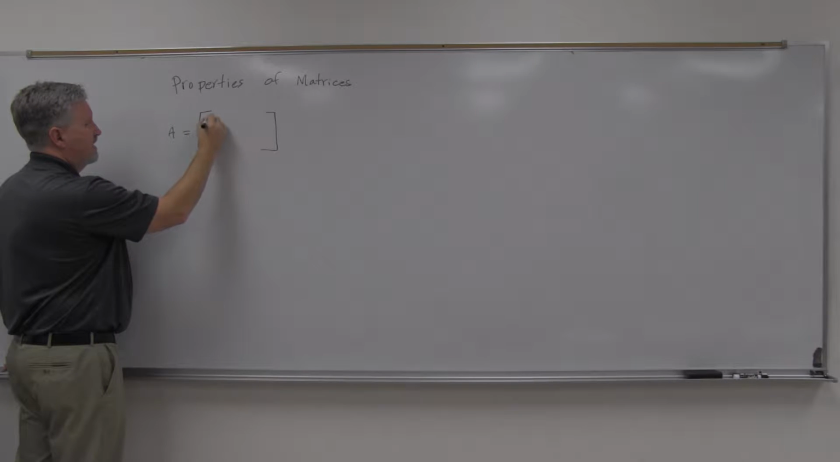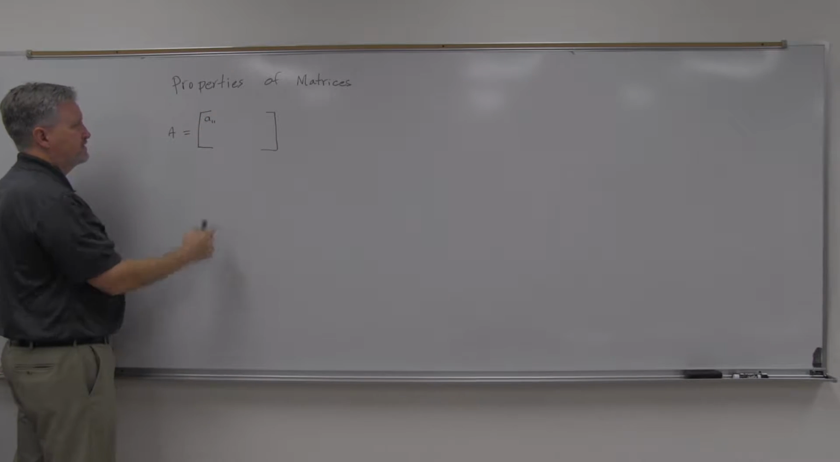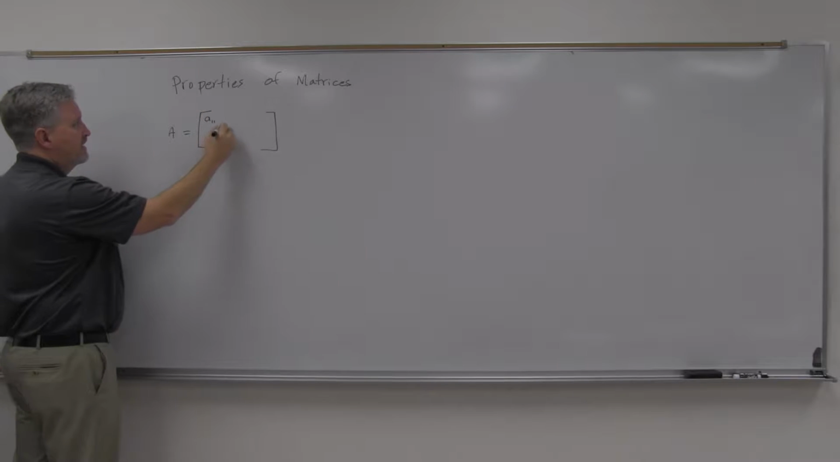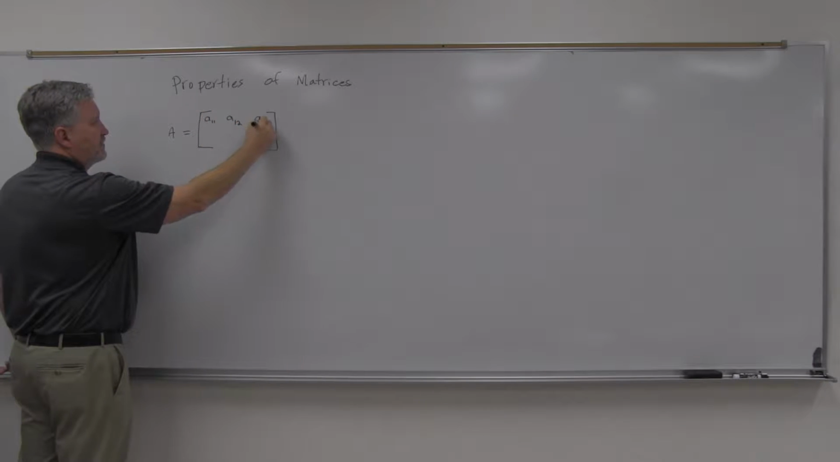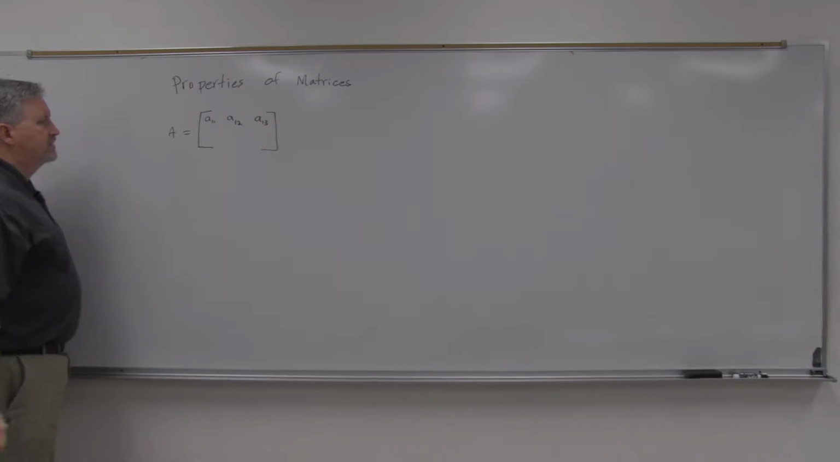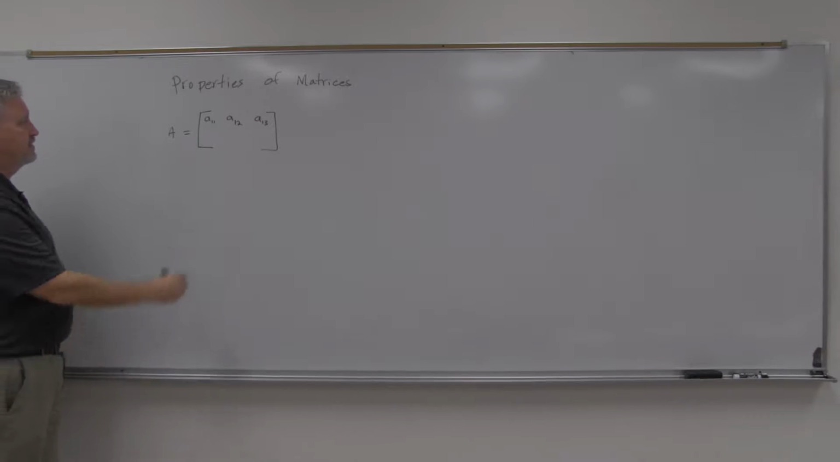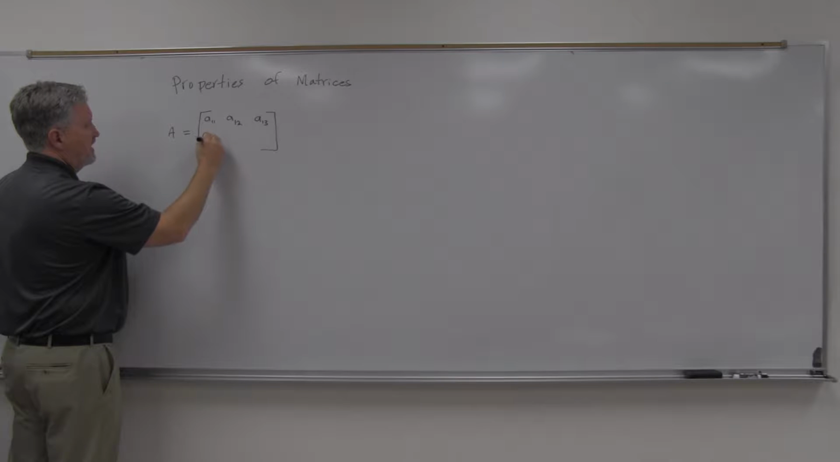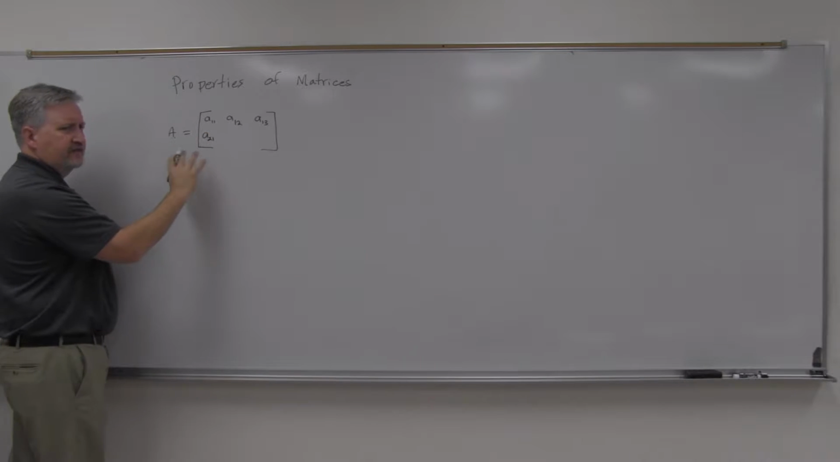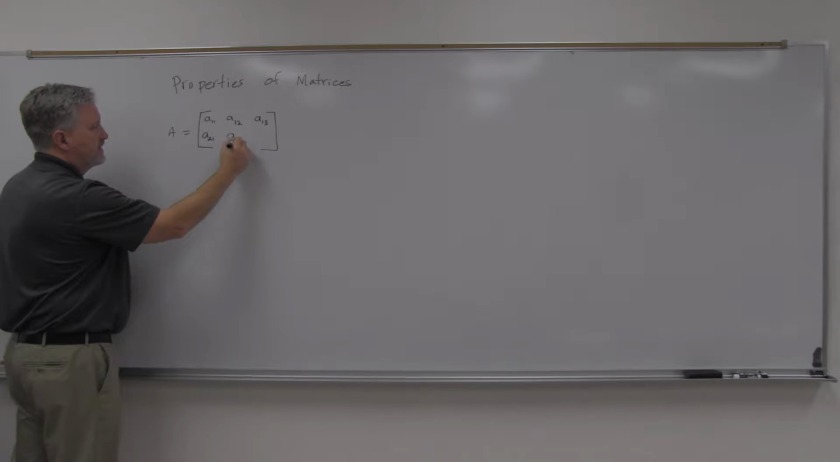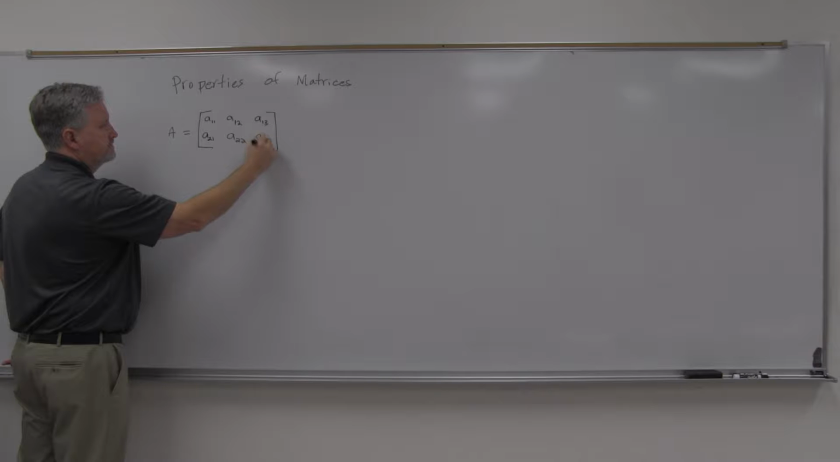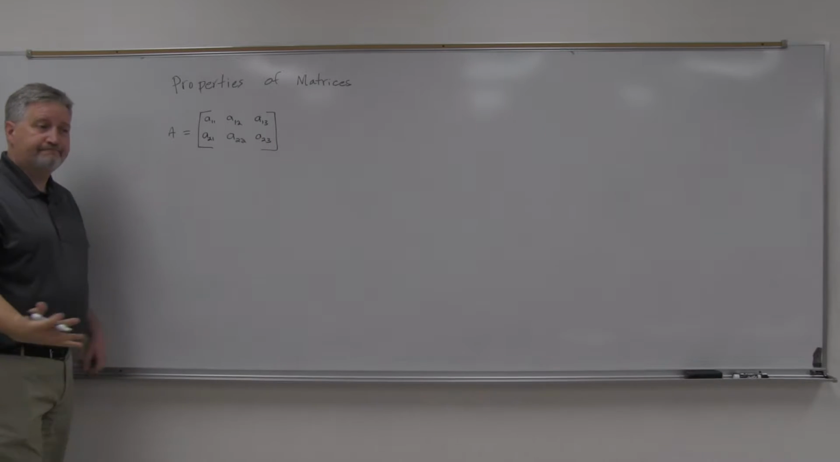Like here, this would be the A11 entry because it's row 1 and column 1, and this would be A12, and this would be A13, and so forth and so on. Then when we go to row 2, these would be A21 for row 2, column 1. So again, like the dimension, you do the row first and then the column. So, wanted to mention that.